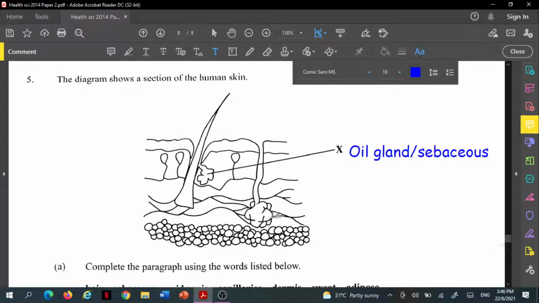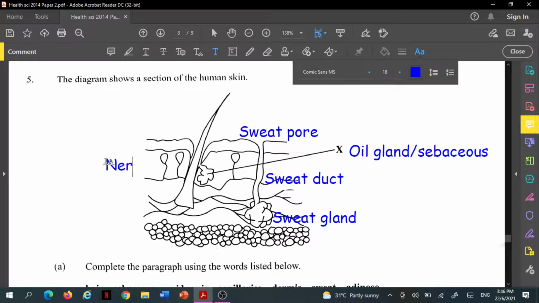And this gland right here is called the sweat gland. Okay, so this is a sweat gland here. And then going up will be the sweat duct. So that tube going up to the surface of the skin is called the sweat duct. All right, and then the opening where the sweat duct ends is called the sweat pore. Okay, so this will be the sweat pore. These here will be our nerve endings. So we have nerve endings right here. Okay, so these are nerve endings. All right, so those are just some basic features inside of the skin.